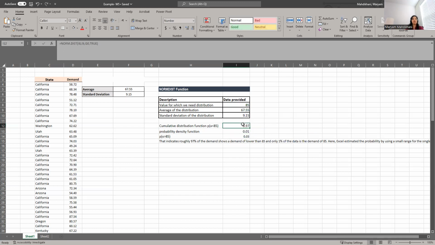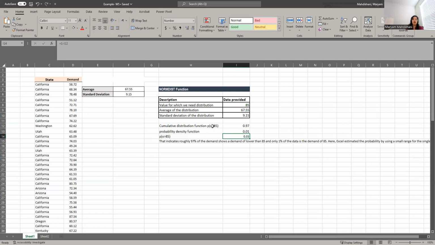So it's telling me that 85 is higher than 97% of the data set. It's a really high number. If I choose FALSE, it gives me something different, the density function. Usually I don't even ask about the probability density function. I usually ask for the probability that is smaller or higher than a certain number. So I know that 85 is higher than 97% of the data set.